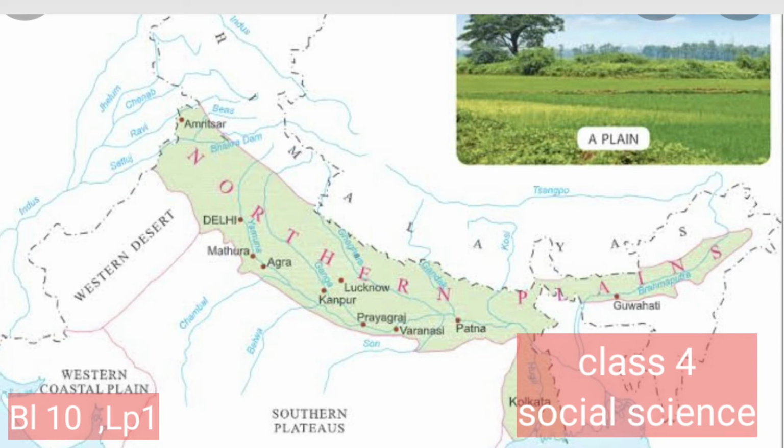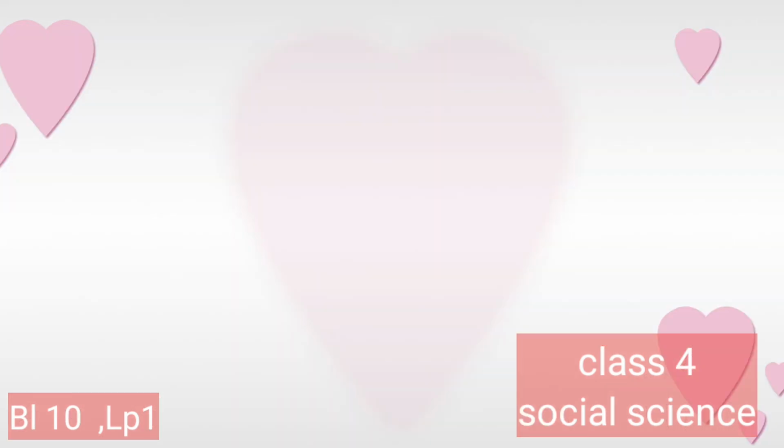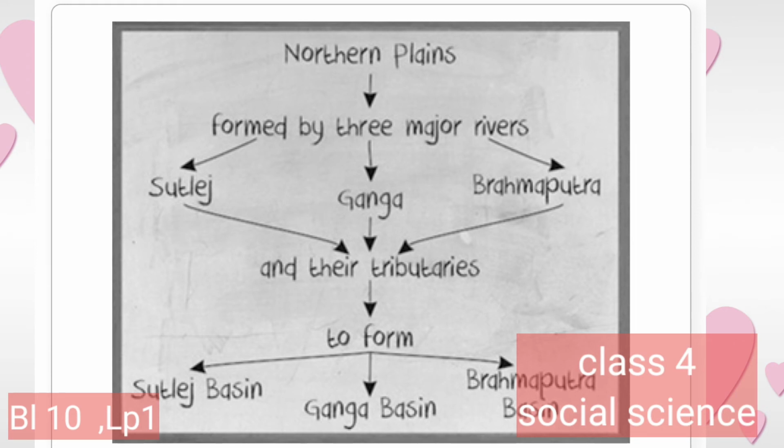It stretches between northern mountain and the plateau. It stretches from Punjab in the west to Assam in the east. Then we have studied there are many rivers through the plain, and the important rivers are Satluj, Ganga and Brahmaputra. All other rivers that join these main rivers are known as tributaries. The main rivers and its tributaries flow through an area called basin. These basins are very fertile and suitable for growing crops.